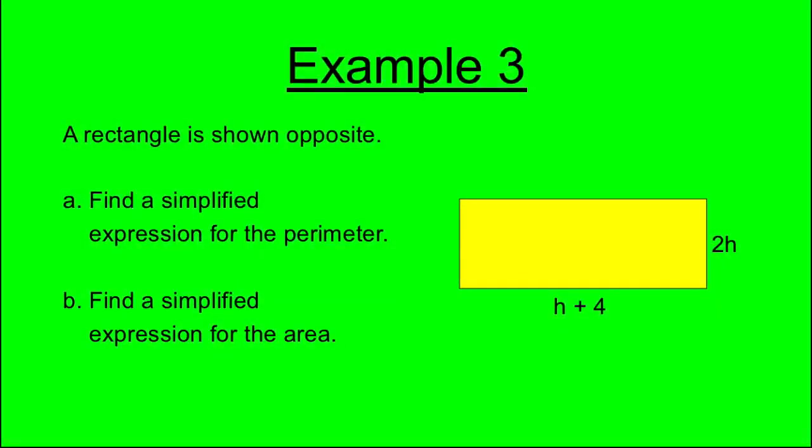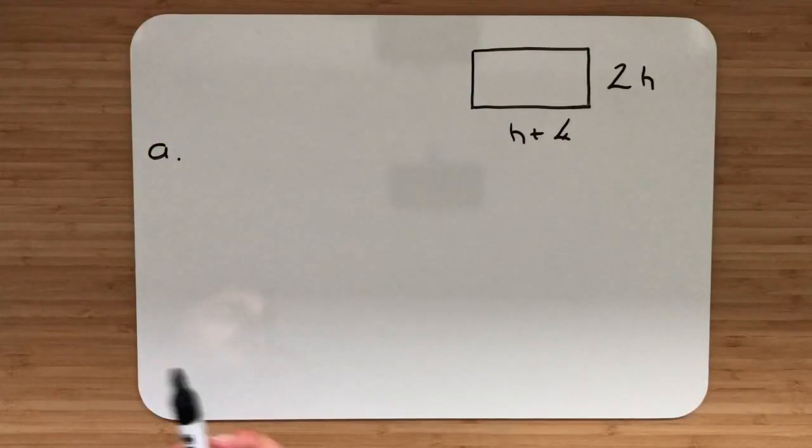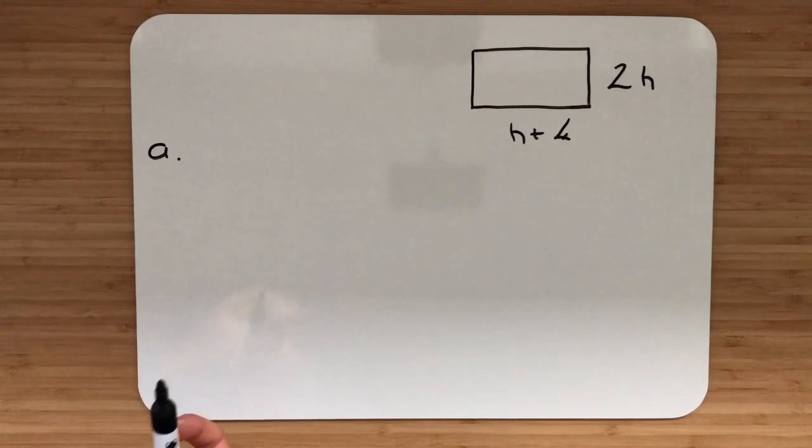Example 3. A rectangle is shown opposite. Part A, find a simplified expression for the perimeter. Part B, find a simplified expression for the area. In our final example, part A, we're asked to find an expression in its simplest form for the perimeter of the shape. The perimeter of any shape is the total distance around the outside of the shape.